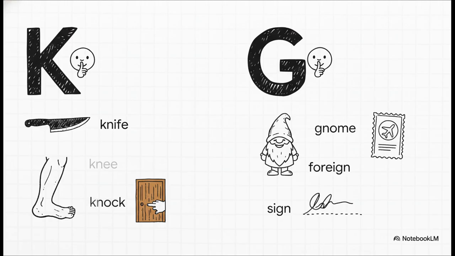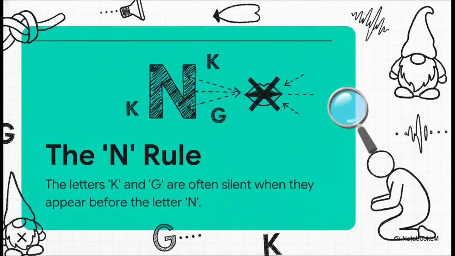Let's start with these words. Go ahead and say them out loud with me. Knife, knee, knock. Okay, now try these. Sign, foreign, gnome. Do you notice anything they have in common besides that silent letter hanging out at the beginning? And boom, there it is, our very first pattern. We'll just call it the N rule.